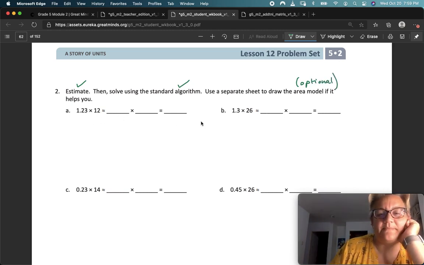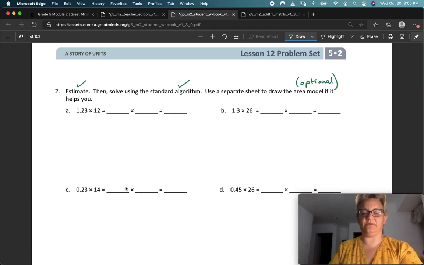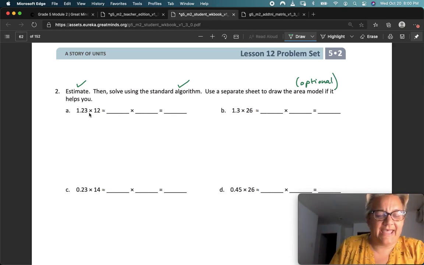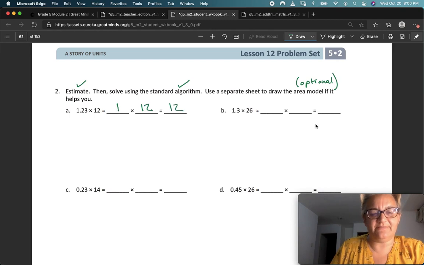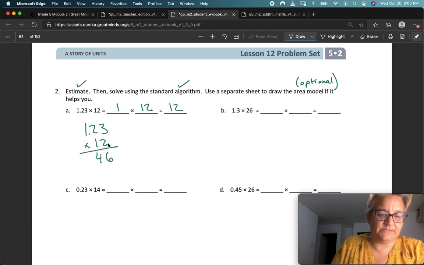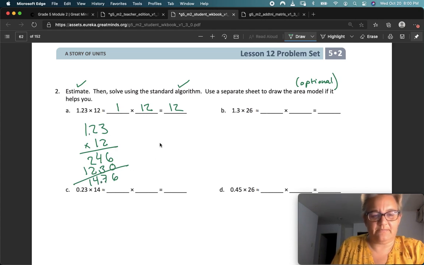Okay. I'm not going to do the area model for the rest of these, but if you need to, please go ahead. And my estimate here, I'm going to turn that into 1, 1, and I can keep that at 12 if I want. My estimate is 12. Then I'm going to multiply. 2 times 3 is 6, 2 times 2 is 4, 2 times 1 is 2, drop the 0, 1 times 3 is 3, 1 times 2 is 2, 1 times 1 is 1, then add 6, 7, 4, 1, and I multiplied by 100, so I'm going to divide by 100. My answer is 14 and 76 hundredths.